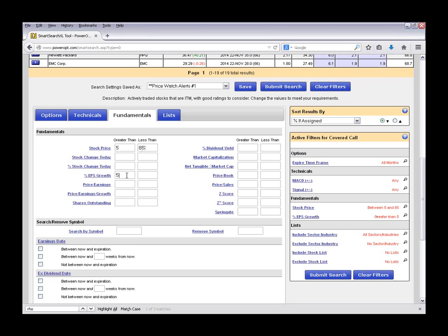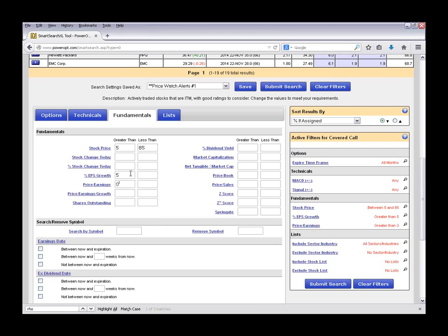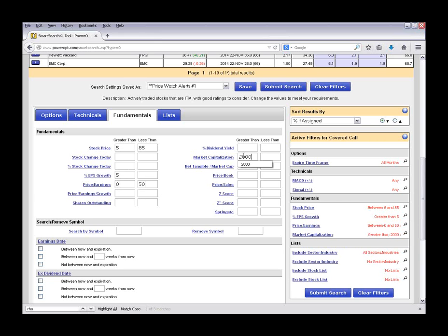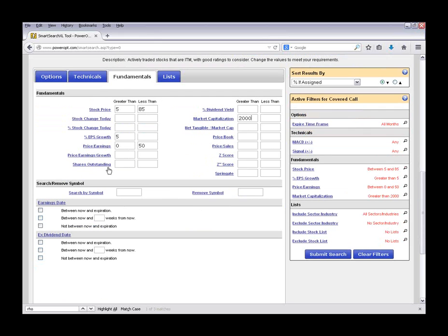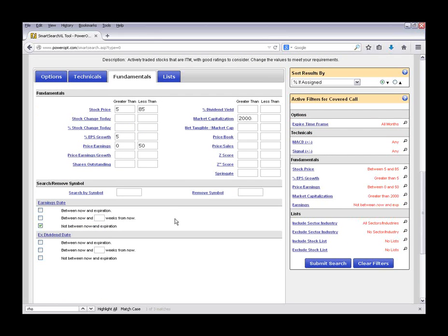But my other criteria, I want a 5% earnings per share growth. It's a measure of percent, so we're going to put in a value of 5. PE ratio of 0 to 50. Keep that in a relative range that matches my needs. Market cap, greater than 2,000. I want to avoid the small cap stocks in this situation. Again, I'm going to avoid earnings between now and expiration. We're going to leave ex-dividend date alone for right now.